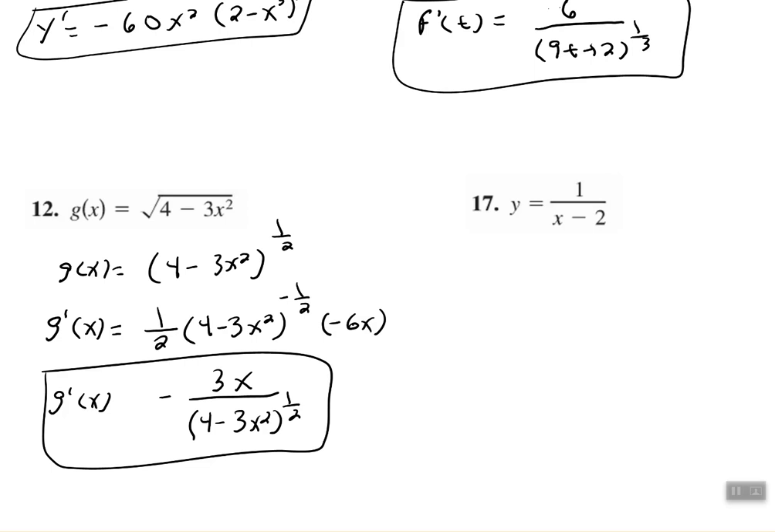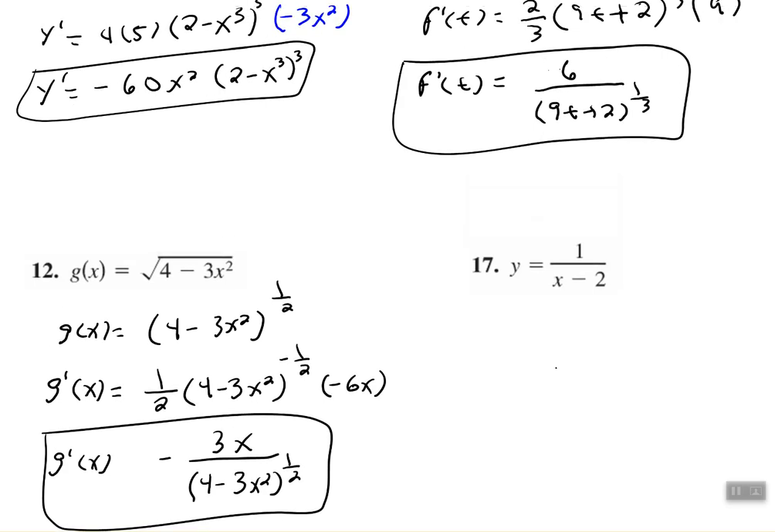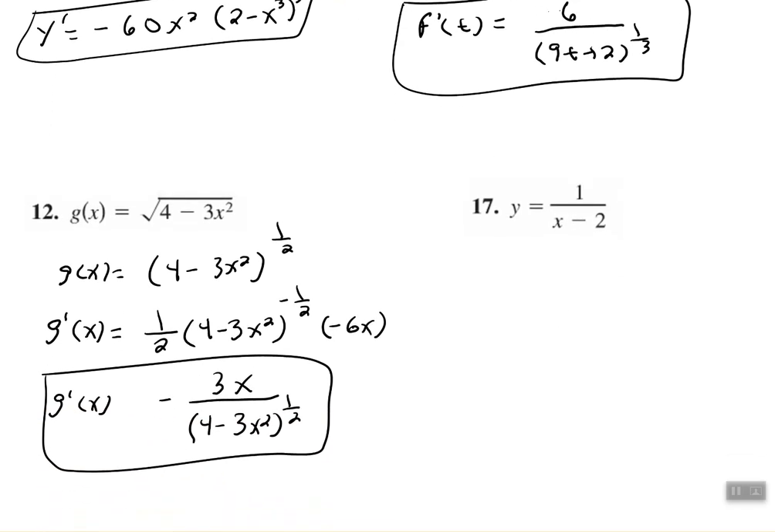Alrighty, number 17 here. Now, problems like number 17, you could use the quotient rule if you chose to. So you could do the low D high minus high D low over low low. But since we're working with the chain rule and the general power, I'm going to rewrite that x minus 2, that's understood to be to the first power. I'm going to bring it up to my numerator and change the sign of the exponent.